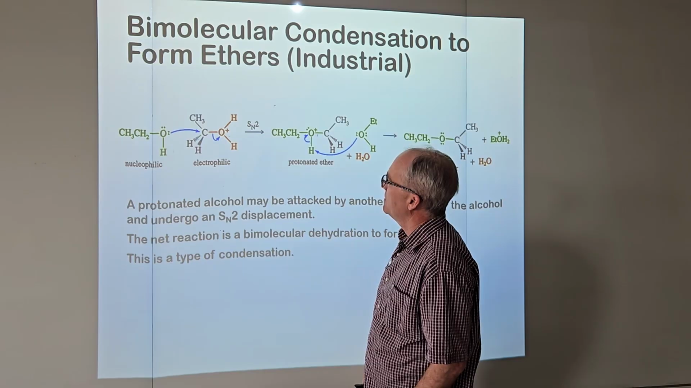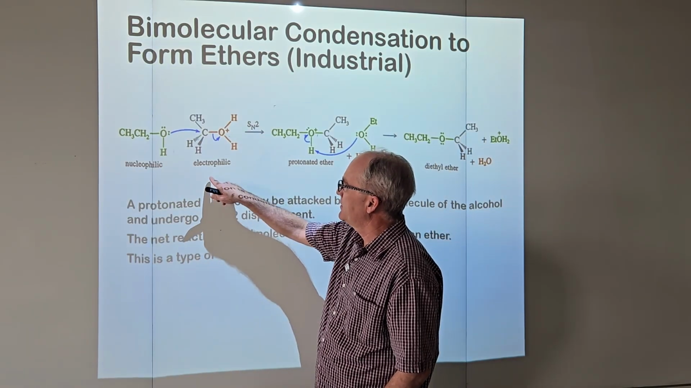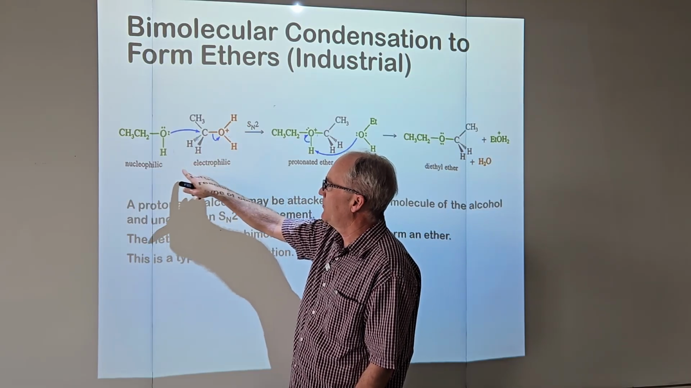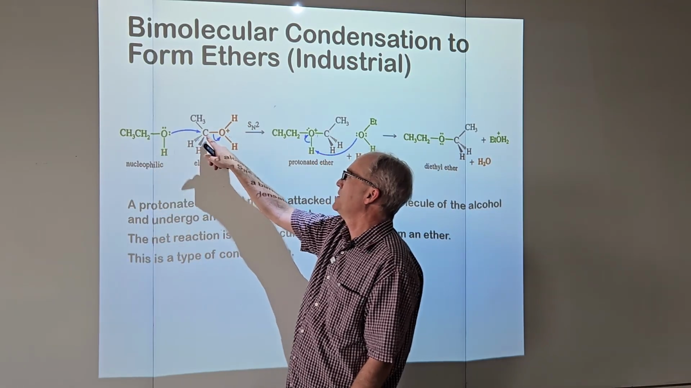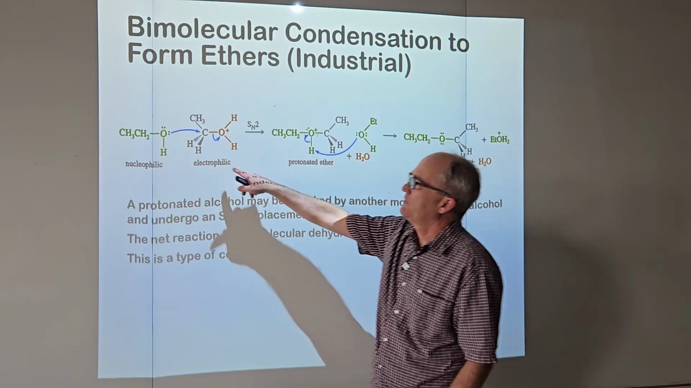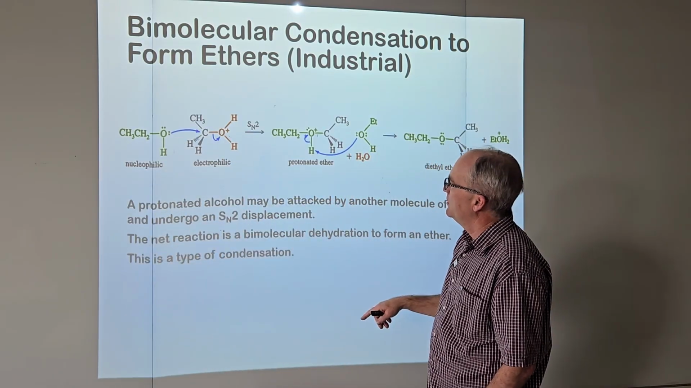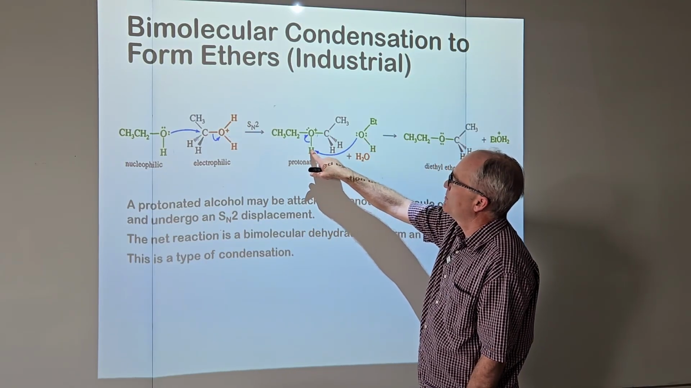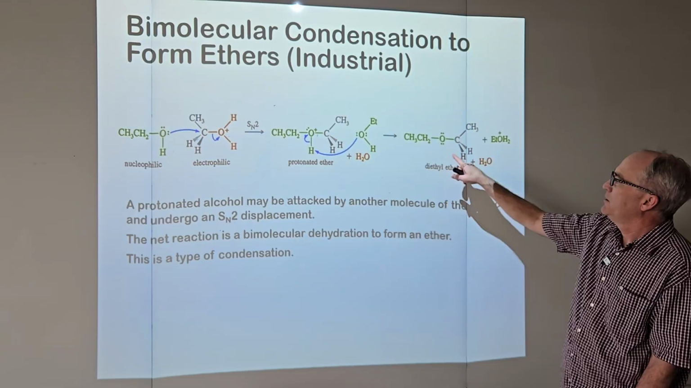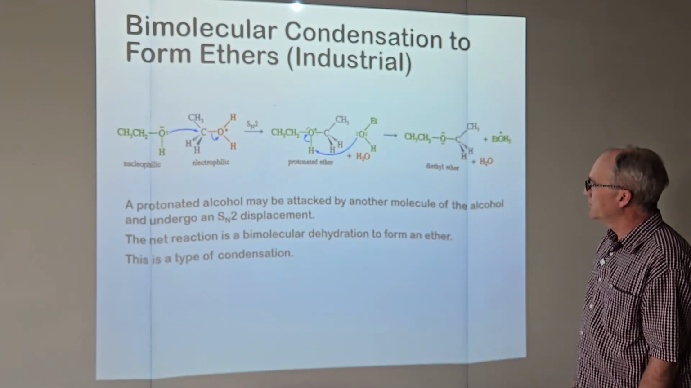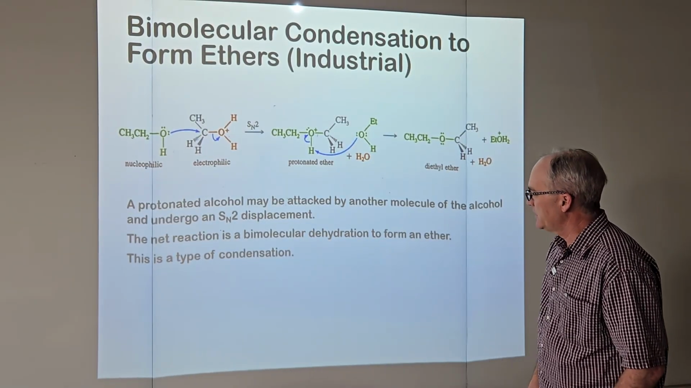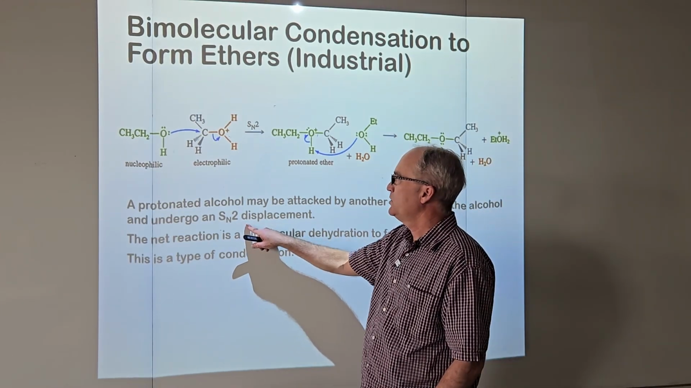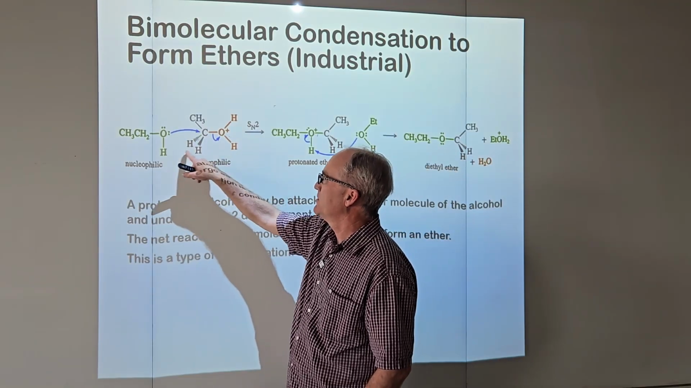So it looks like we got ethanol, some acid catalyst. So once this is protonated, it becomes the electrophile. Here's the nucleophile, finds that carbon nucleus. This thing finds these electrons, and the water leaves. And if solvent or water comes by and pulls off that proton, here we now have diethyl ether. A protonated alcohol may be attacked by another molecule of the alcohol and undergo SN2 displacement. That's what this is here.